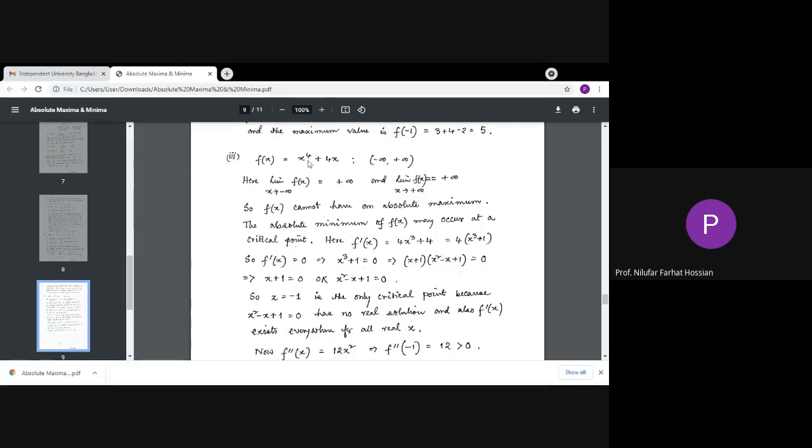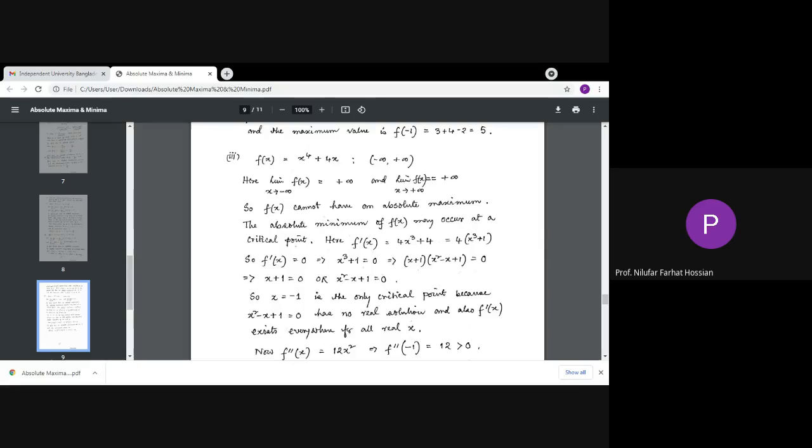So infinity to the power 4, this term is positive and this is negative. So it will definitely be positive infinity. And when x tends to positive infinity, definitely it will be positive infinity. So you see on the left side, the function value goes upwards towards infinity, and on the right side also, the function value goes towards positive infinity. So for this function, there cannot be any absolute maximum.